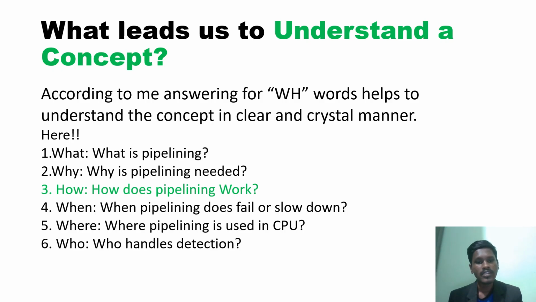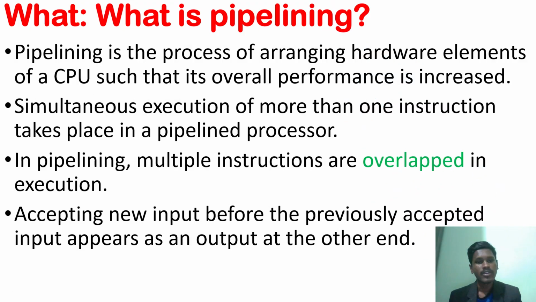And let's understand each concept. So what is pipelining? Pipelining is a process of arranging the hardware elements of the CPU such that its overall performance is increased. Simultaneous execution of more than one instruction takes place in a pipelined processor.